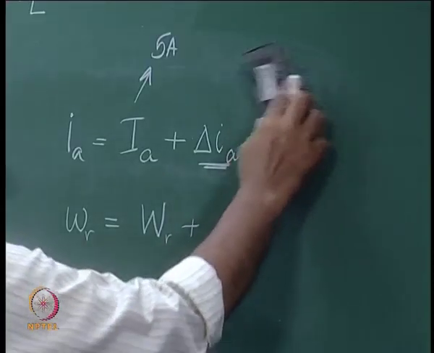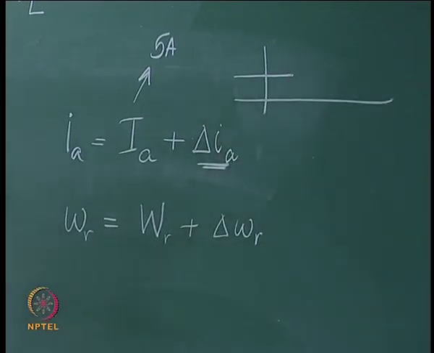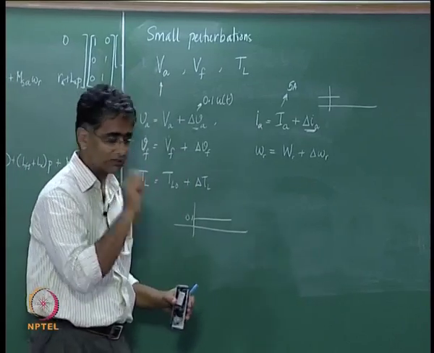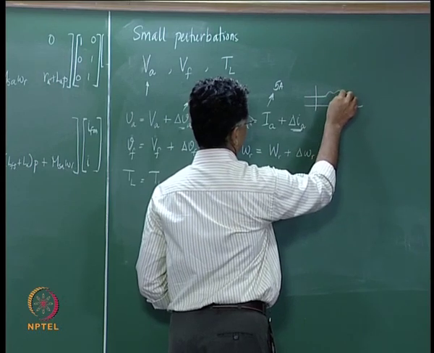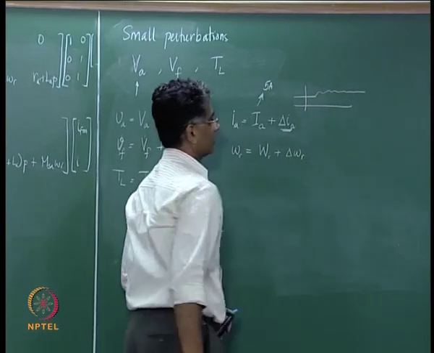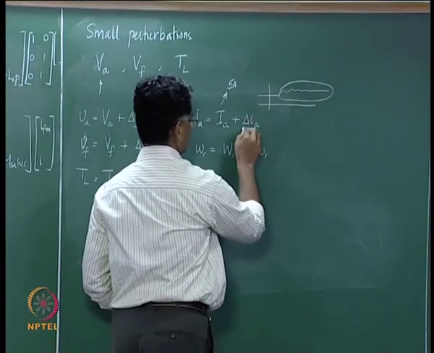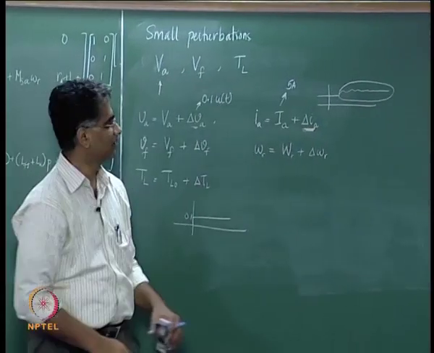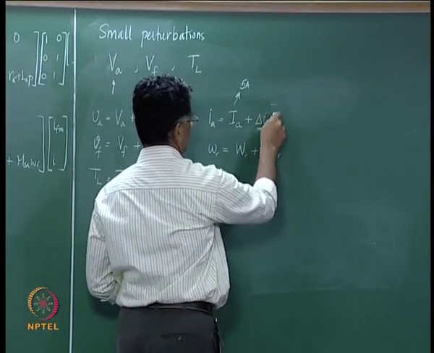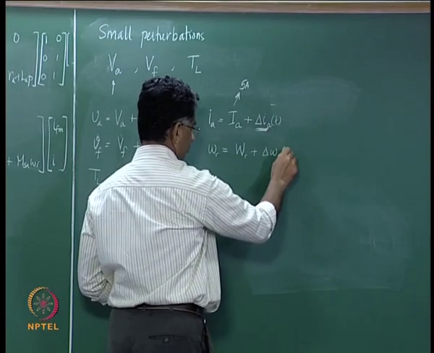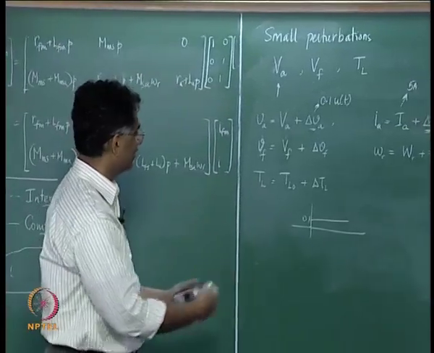IA will have some waveform. It was flowing at 5 ampere. Now, you have applied a small disturbance to the applied armature voltage. In response to that, this current may start doing something like this and finally settle down somewhere. So, we are looking at this entire variation as delta IA. It is not just the value at which it is going to settle down. So, delta IA is really a function of time. Similarly, delta omega r is a function of time. It may be oscillating and settle down, maybe small oscillations, maybe slightly larger.